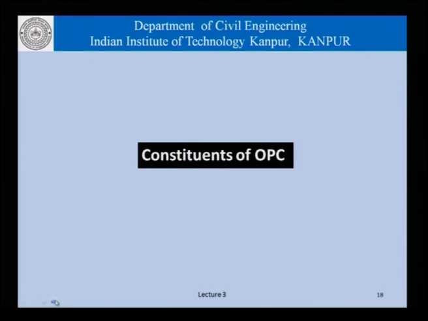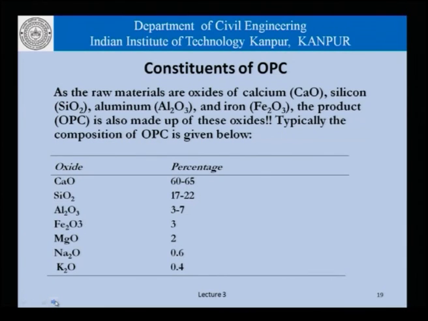Now, coming to the constituents of ordinary Portland cement, as the raw materials are oxides of calcium, that is calcium oxide, silicon, that is silicon oxide, aluminum, that is Al2O3 or aluminum oxide, and iron, that is Fe2O3, the product which is OPC is naturally made up of these oxides. Typically, the composition of OPC is expressed in terms of the percentage of these oxides, and the table here gives some typical values. Calcium oxide is about 60 to 65%, silicon oxide is about 17 to 22%, and so on. Notice here the small presence of sodium and potassium oxides, which are the oxides of alkali metals that we talked about earlier in the discussion.